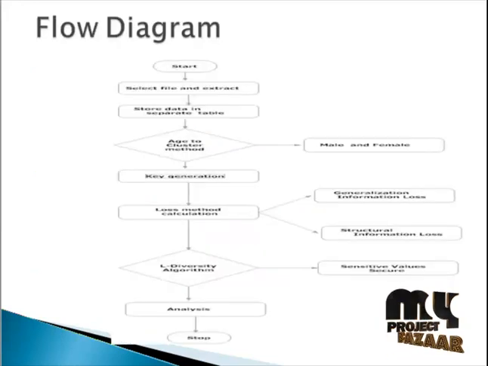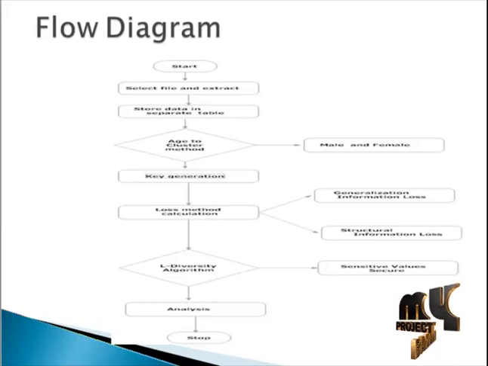Now the flow diagram of our project is: first we have the start. Our project will start, and we have to select this file and extract this file. Next, we have to store the data in a separate table, in a separate folder. Next, we have to cluster. Clustering is always based on some conditions, so we have put the conditions based on male and female.